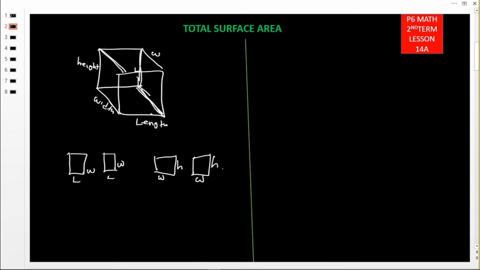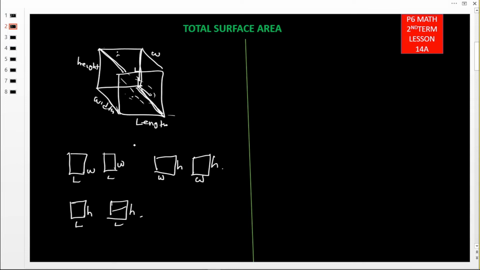Then we have the front and back faces. So we have this front face here, which is length and height. So we have that one, and they are also 2. So this one and the back, the one behind, is length and height. Then another one is also length and height. So these are 6 faces, but they are in pairs.